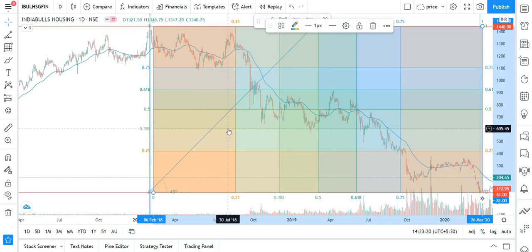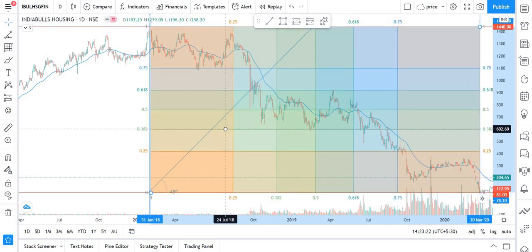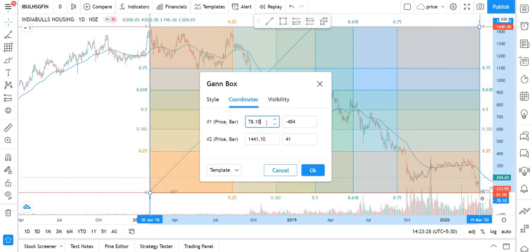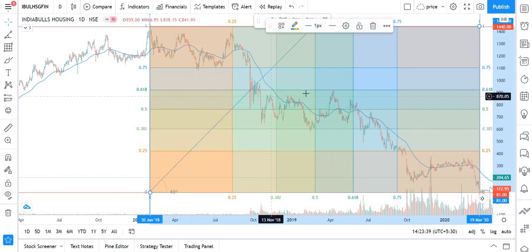Okay, now let's move and fix it right here. Just to be completely precise, again a little movement. 81 and 1444. Okay, now it is perfect. Now it is perfectly placed, so we will lock it.